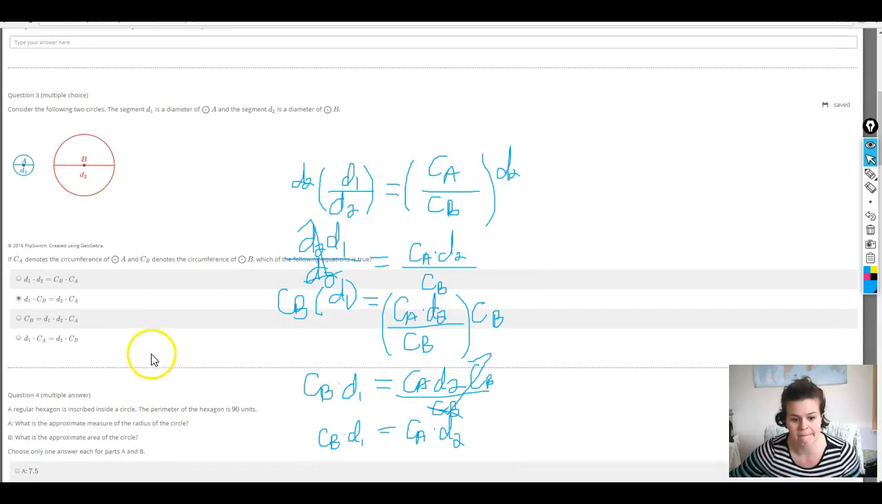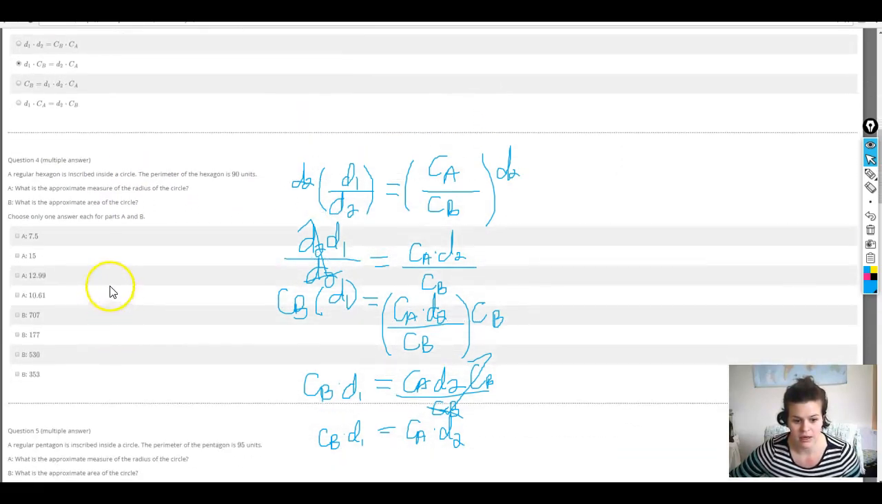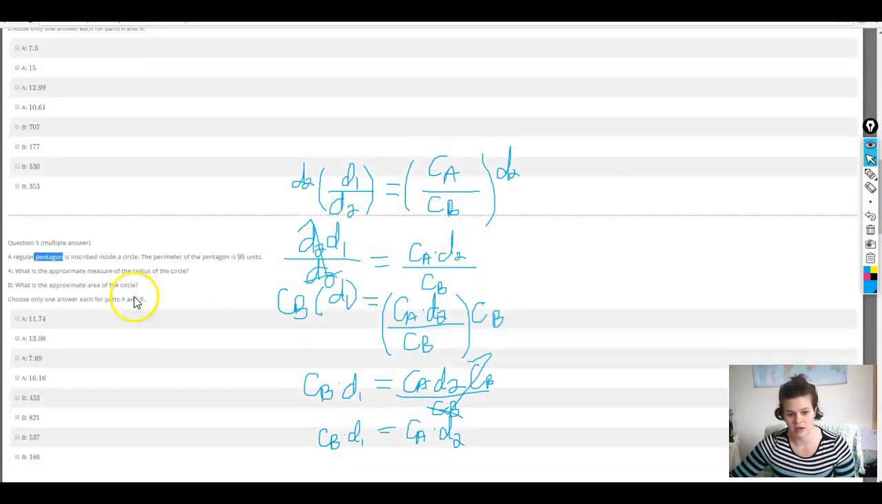And again, look up for your hexagon and pentagon what the angles would be before you get started. And follow the same steps we took for solving question 8.